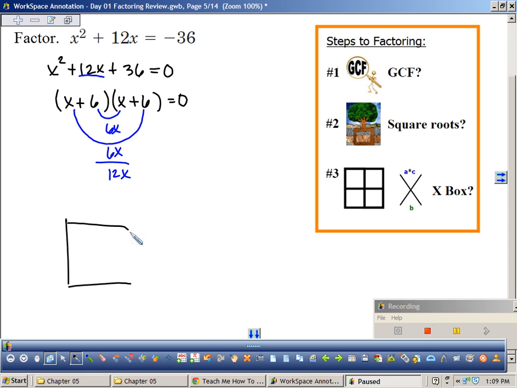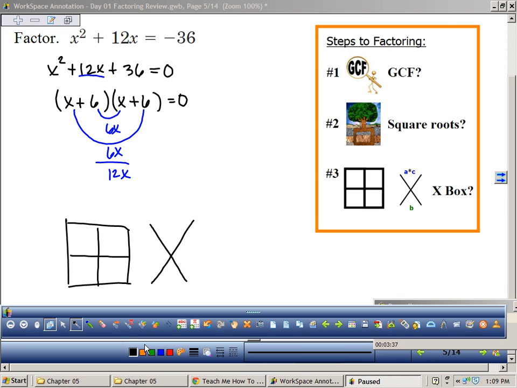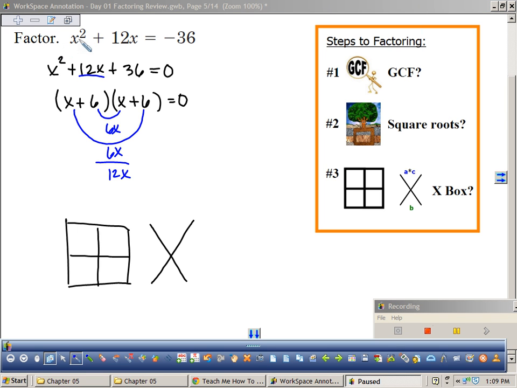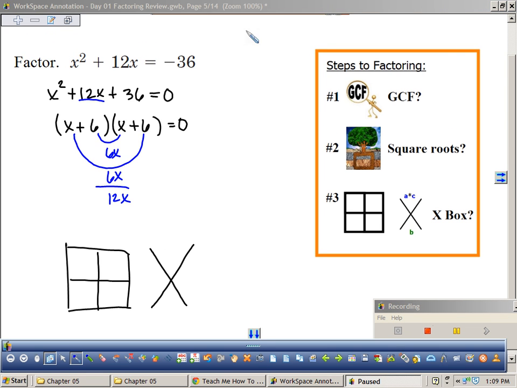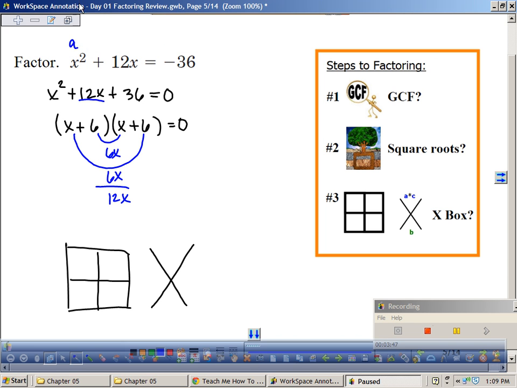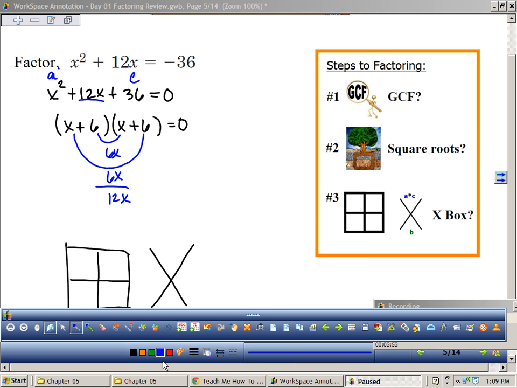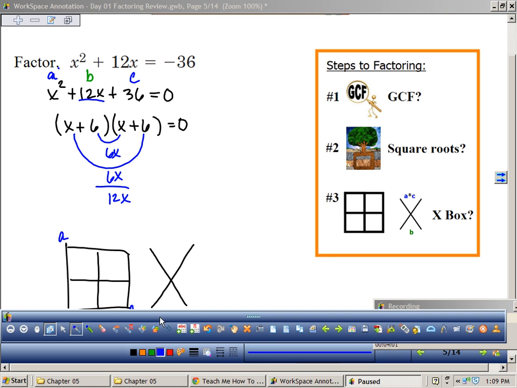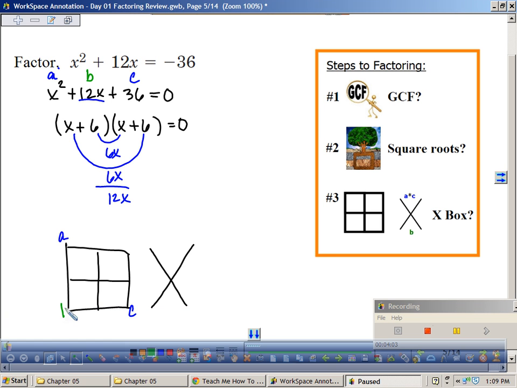So draw my X box. I always do the box first because oftentimes the most common error is this. I'll show you right now. Okay, so this is A. Go back up here. This is C. Let me rewrite that. Let's do it right here. This is A, this is C, and this is B. A goes here, C goes here, and you're going to get two values for B right here.